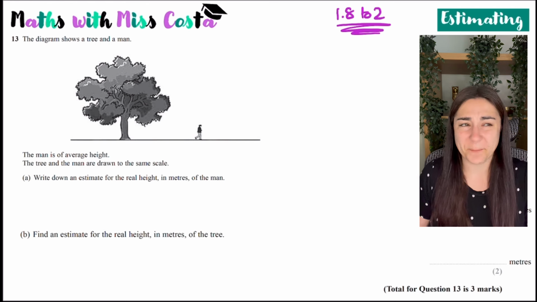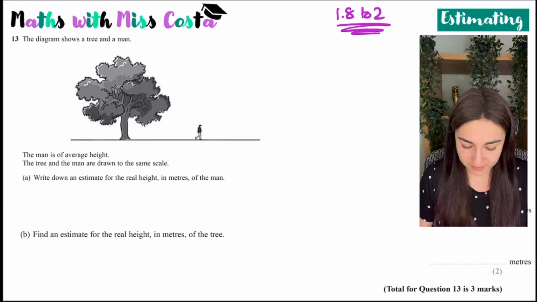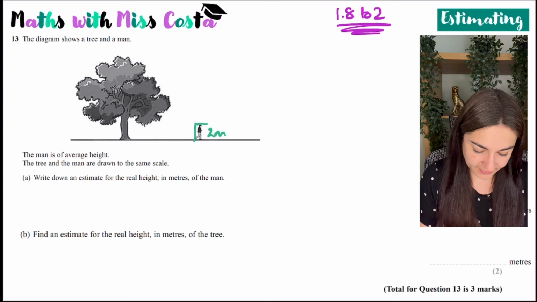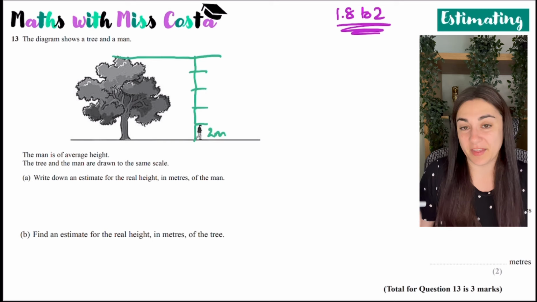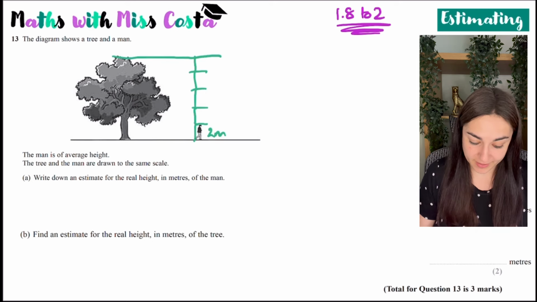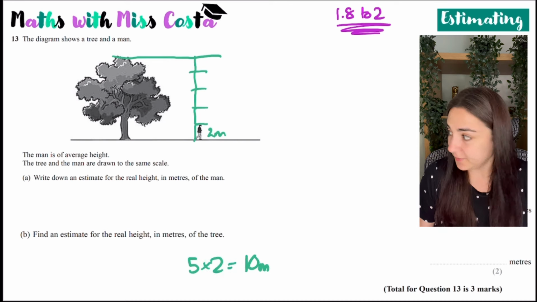So generally with estimating, you want to keep your answers nice roundable numbers. So I would say 2 meters. And then find an estimate for the real height in meters of the tree. So I know that the man is 2 meters roughly. How many lots of this? So 1, 2, 3, 4, 5. I would say that the tree is roughly 5 times the height of the man. So therefore the tree would be 5 times 2, which is 10 meters.